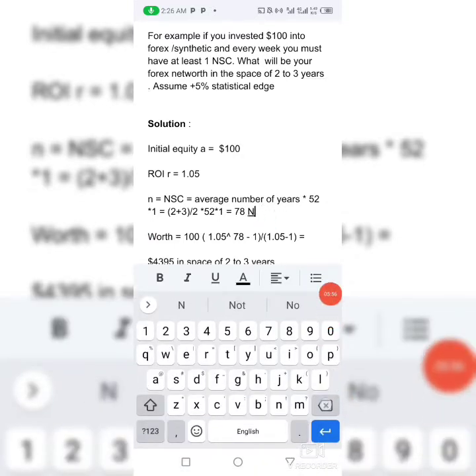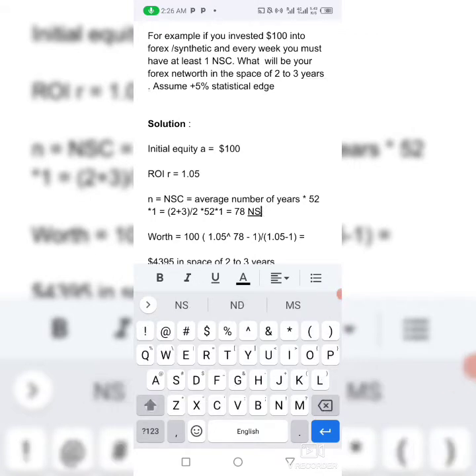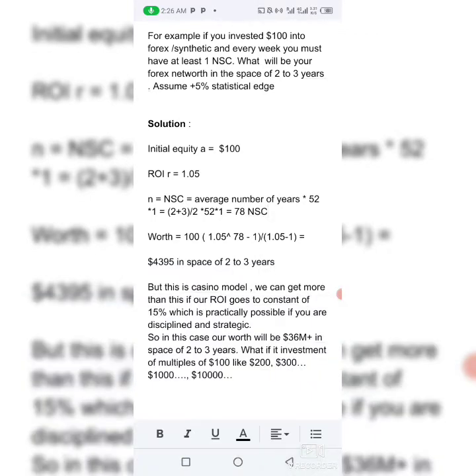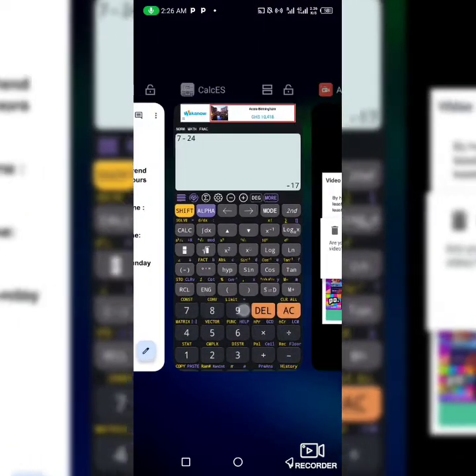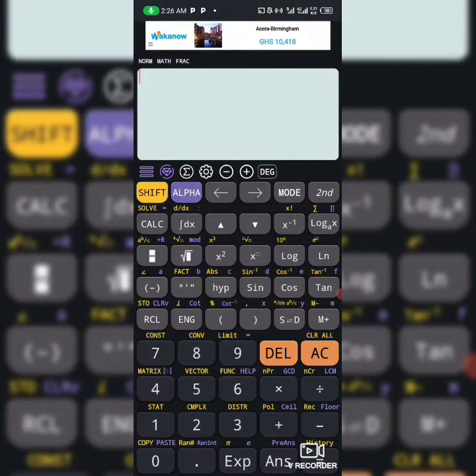It should be NSC. Now, your worth will be 100 into 1.05 raised to the power of 78 minus 1, all over 1.05 minus 1. If I take you to the calculator, you will see that.